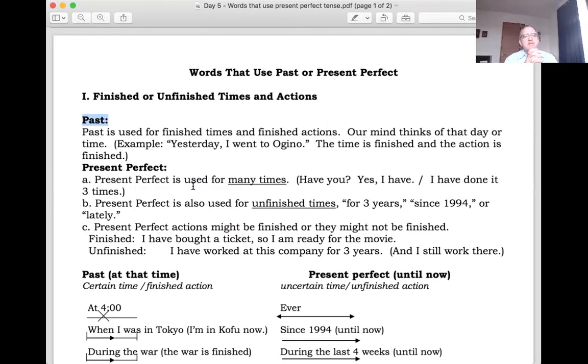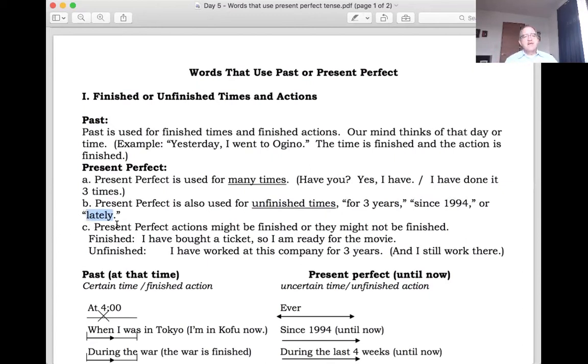B, present perfect is also used for unfinished times. Okay? For 3 years. If I say, I have worked at AWA for 3 years, that means I'm not finished working. 3 years until now, and it continues, okay? Since 1994 means I'm not finished. Or lately, lately means saikin, imamade. Imamade no imi wa, mada owatemasen ne? So it's not a finished action.